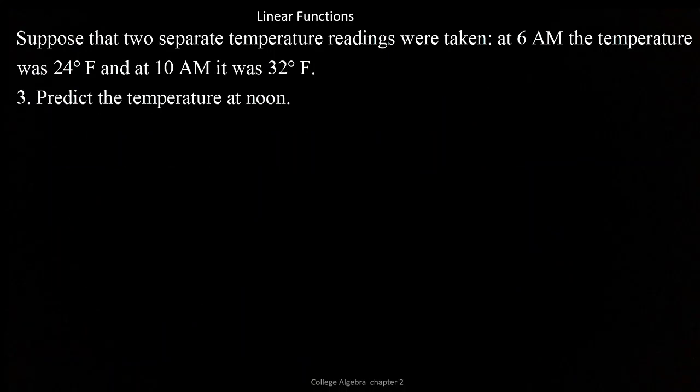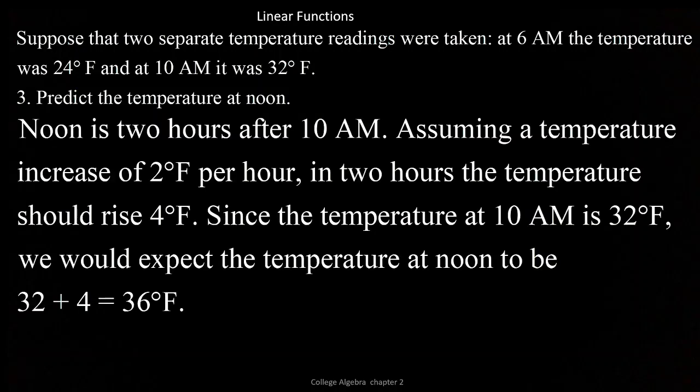Suppose we have 2 separate temperature readings, or we did that already, so predict the temperature at noon. If we assume that the temperature is going up at the same rate, what would the temperature be at noon? Noon is 2 hours after 10 a.m., assuming the temperature increases 2 degrees per hour, and in 2 hours it increases 4 degrees, right? So that means the temperature at 10 a.m. was 32. So at noon, you expect it to be 36. It's 4 degrees more. 2 degrees per hour, right?